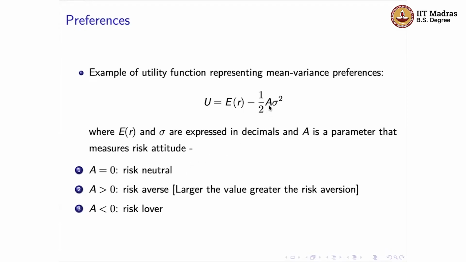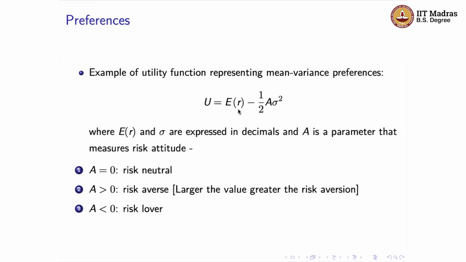Suppose first you have A equal to 0, then this whole term related to sigma squared drops out, and your utility is just the expected return, right? So in that case, you only care about how much return you are getting on average, and therefore this is a sign of a risk neutral person, right? Remember, someone who evaluates things as per the expected value.